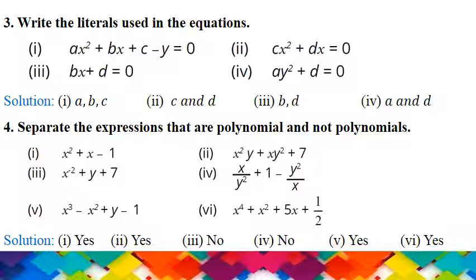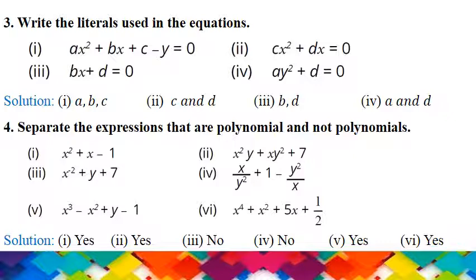In the fourth one, x upon y square plus 1 minus y square upon x, you are observing that there is a denominator. When you take this denominator to the upside, or in the numerator, that exponent becomes negative. So it is not a polynomial. In the fifth one, x cube minus x square plus y minus 1, the exponents of x and y all are positive, so it is a polynomial.